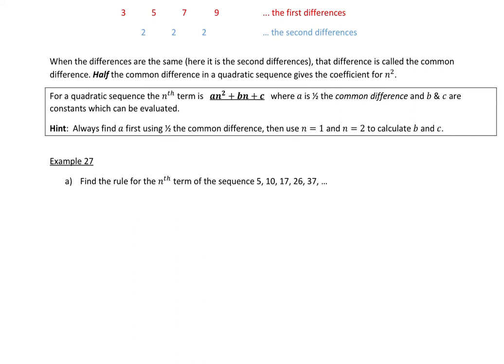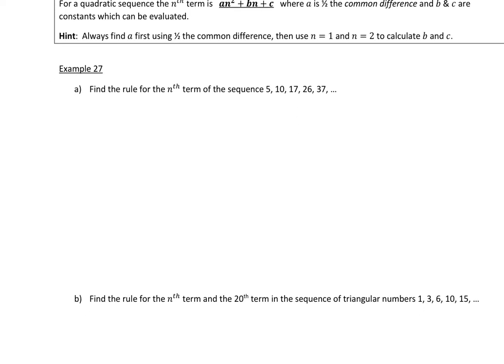First of all, before we do that, for a quadratic sequence, the nth term is an squared plus bn plus c. So basically what we want to do is find out the value of a, the value of b, and the value of c, and then we have done it. For it to be a quadratic sequence, there has to be an n squared term, so that means a has to have some sort of value. But the b term might not exist, and the c term may not exist. Right, we're going to jump into this example.